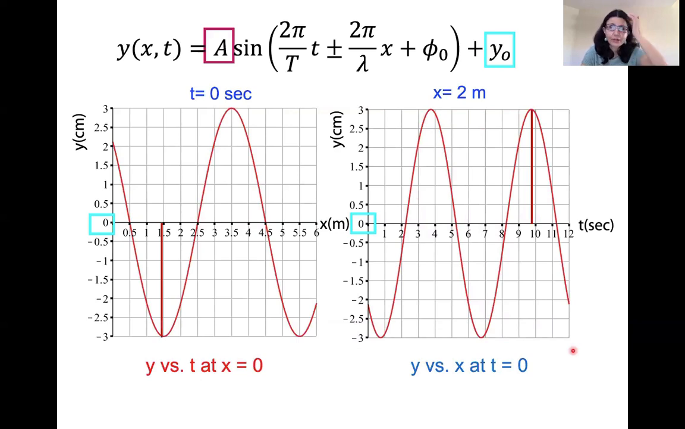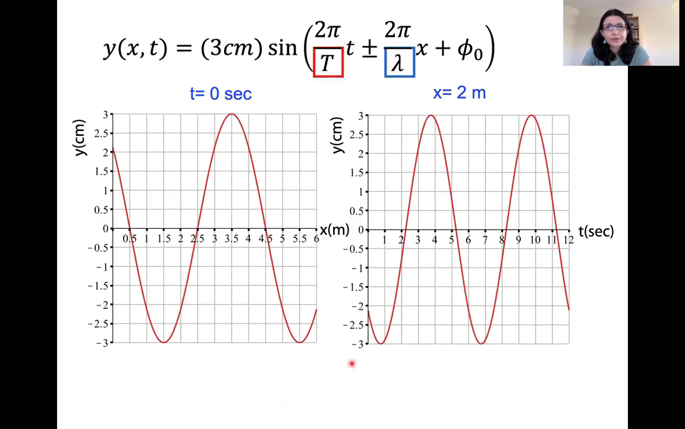Now let's look at the amplitude. Regardless of which of these graphs you're looking at, they're describing the same wave. So the amplitude has to be just the magnitude of the maximum displacement from equilibrium. Whether you're looking up, you get 3 centimeters, or you're looking down, the magnitude of that maximum displacement is also 3 centimeters. So we get these two values, which are now filled in. We put 3 centimeters here, and y naught is 0.